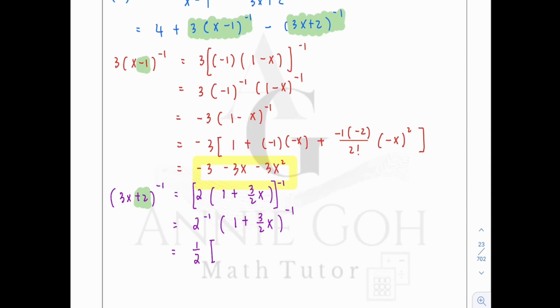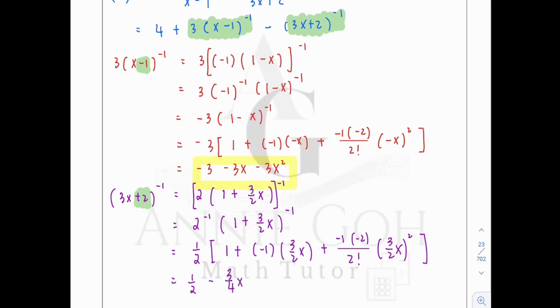And now we can start to apply the formula again. So it's 1 plus nx. The n is negative 1. The x is 3 over 2x. So the next term is n times n minus 1 over 2 factorial x squared. So it becomes negative 1 times negative 2 over 2 factorial times 3 over 2x squared. And the last step will be just the same. Simplify the coefficients. Then we will get half minus 3 over 4x and plus 9 over 8x squared. Let's highlight this as well.